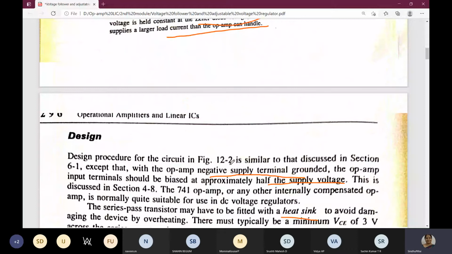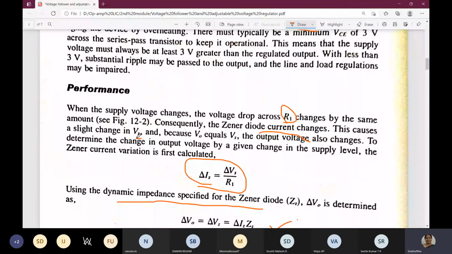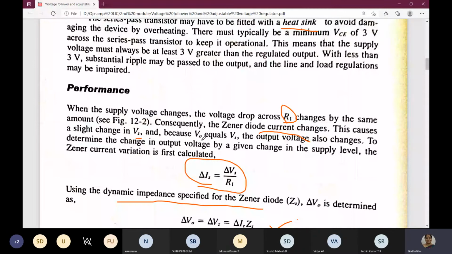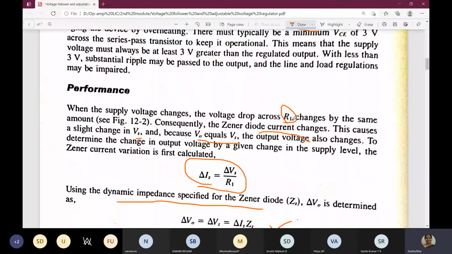So this causes a change in Vz. Vz is the voltage across the diode. And what is our V0? V0 is nothing but Vz, so the output voltage also changes. So how they are connected, you might have understood now. Whenever the supply voltage changes, the voltage drop across R1 changes and the current through the Zener diode changes, and so Vz also will change. When Vz changes, then V0 will change.